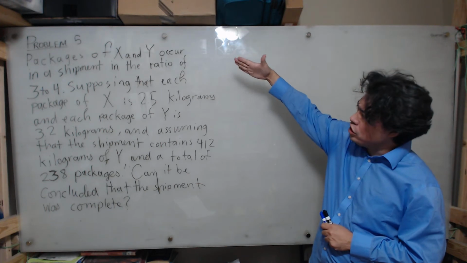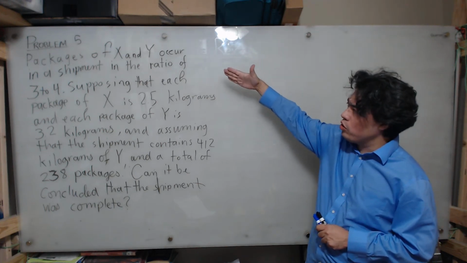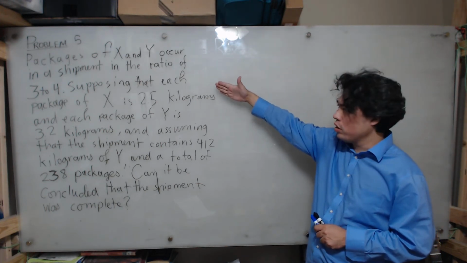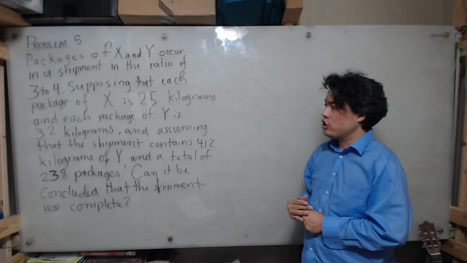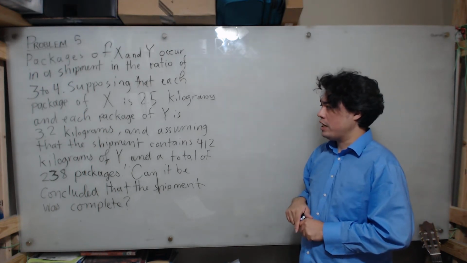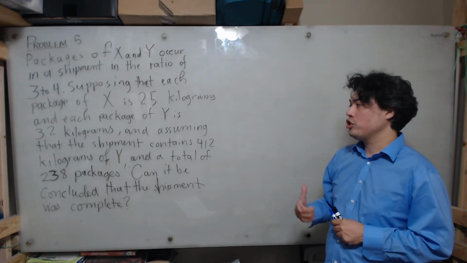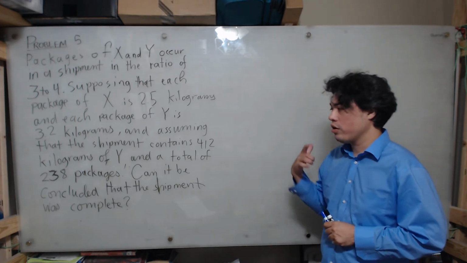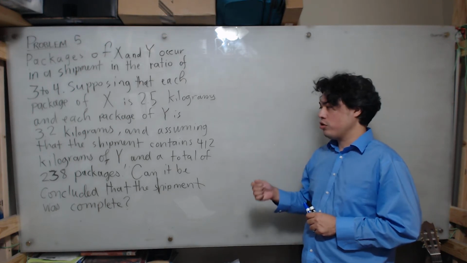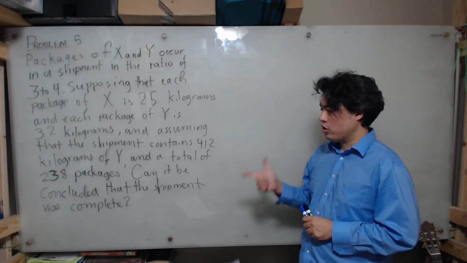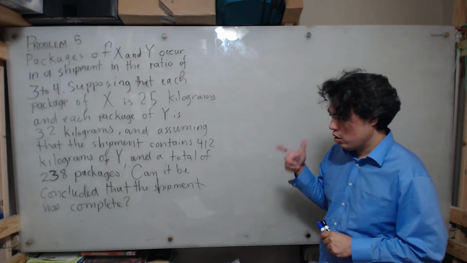Problem 5. Packages of X and Y occur in a shipment in a ratio of 3 to 4. Supposing that each package of X is 2.5 kilograms and each package of Y is 3.2 kilograms, and assuming that the shipment contains 412 kilograms of Y and a total of 238 packages, can it be concluded that the shipment was complete?